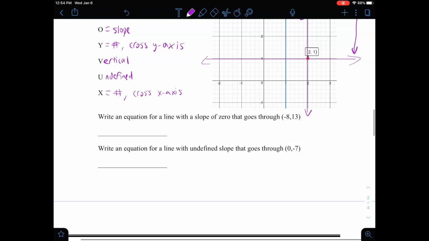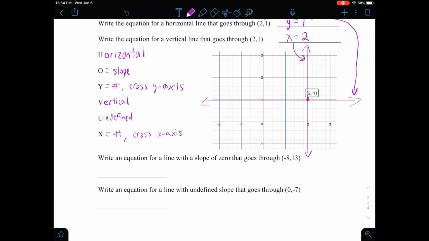Okay? So now it says write an equation for a line with a slope of 0 that goes through negative 8, 13. Well, slope of 0 is a horizontal line. Remember Hoy-Bucks here. It's a horizontal line, so it's going to be y equals the y coordinate, 13, so it's going to be y equals 13. Write an equation for a line with an undefined slope that goes through 0, negative 7. Well, that's going to be a vertical line, x equals the x coordinate. It's going to be x equals 0.